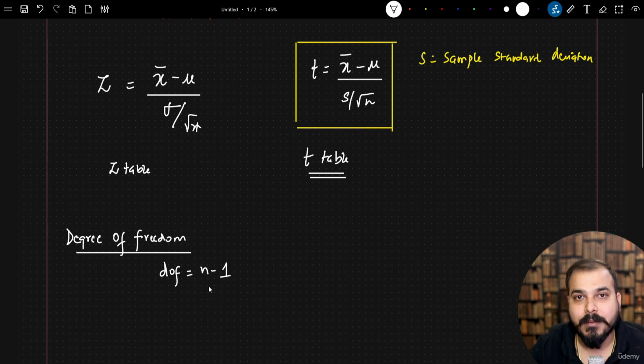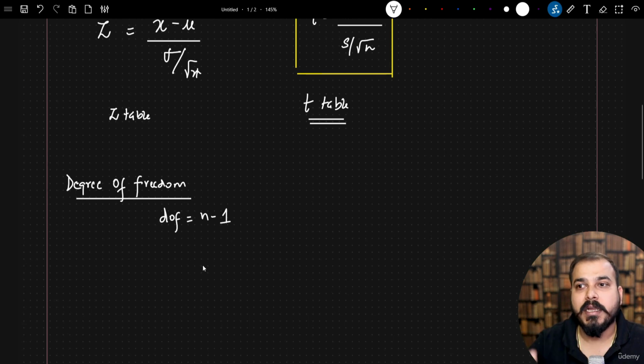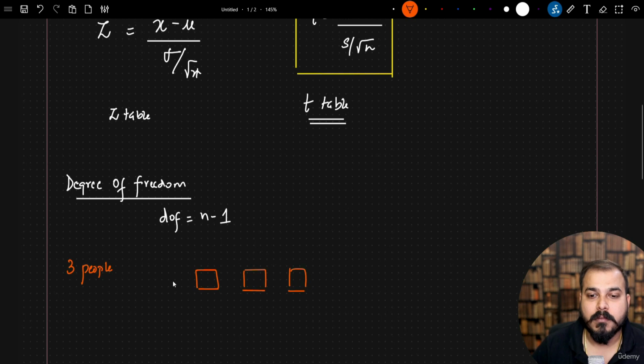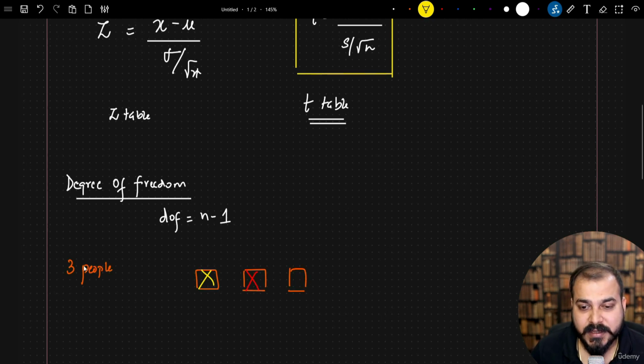We'll not derive this, it's not that important, but I'll give you the crux of how degree of freedom comes up. Let's consider there are 3 people and 3 chairs in a room. When the first person comes in, he has 3 options. Let's say he selects this chair. Then the second person comes and has 2 options. Let's say he selects this chair. But the third person will not have any options. So when 3 people are there, only 2 people have options. So my degree of freedom is 3 minus 1, which is 2. This is how degree of freedom is calculated.